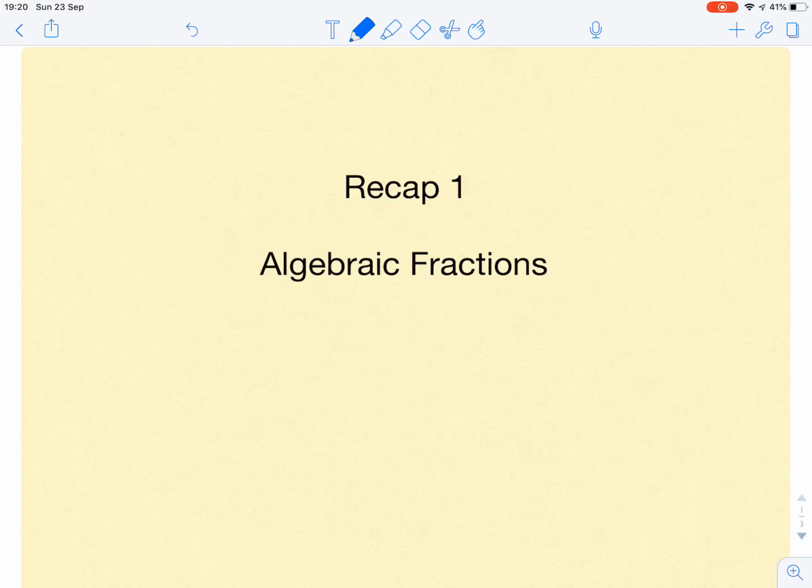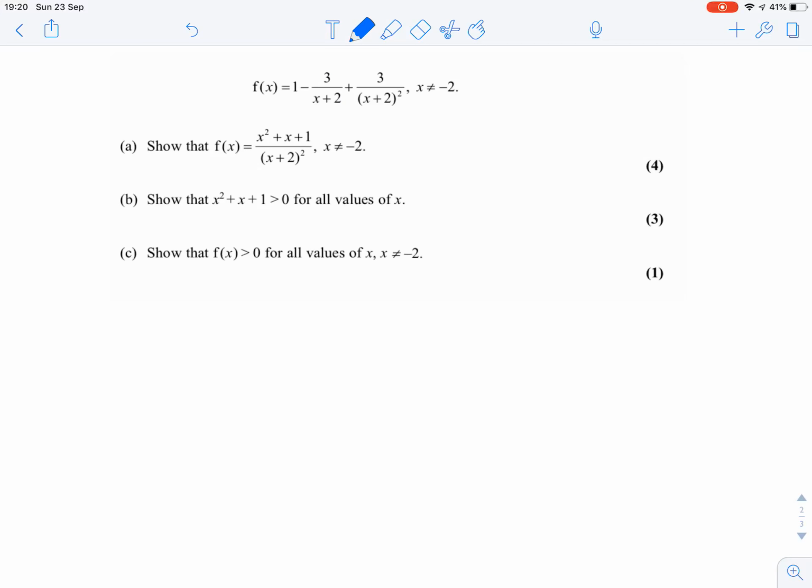This is the first of two short recaps on algebraic fractions. f(x) equals 1 minus 3 over (x plus 2) plus 3 over (x plus 2) squared, x is not equal to minus 2. They specify x is not equal to minus 2 because if it was, the denominators would be 0 and the function would run off to infinity.